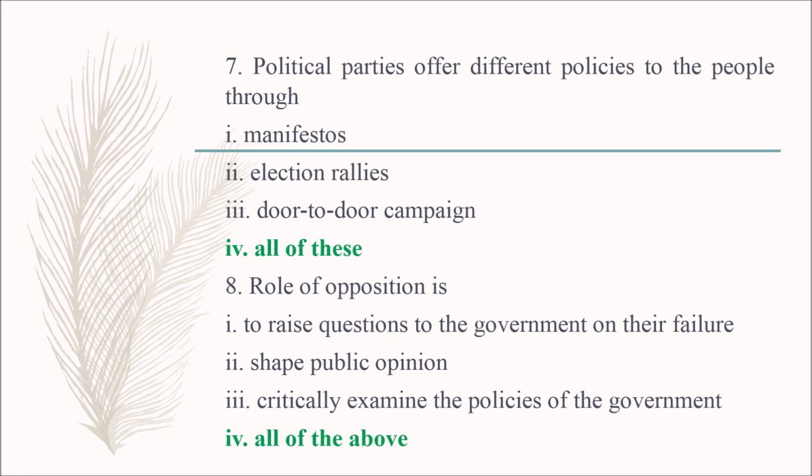Question number 7. Political parties offer different policies to the people through option 1. Manifestos. Option 2. Election rallies. Option 3. Door-to-door campaign. Option 4. All of these. So the correct answer is option 4. All of these.